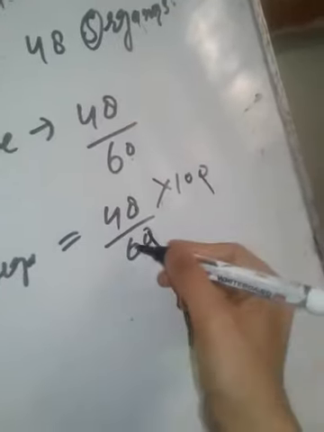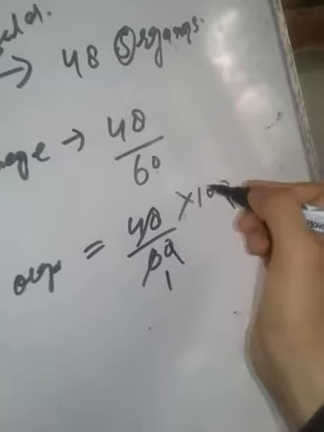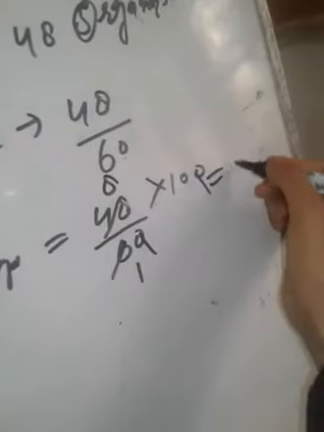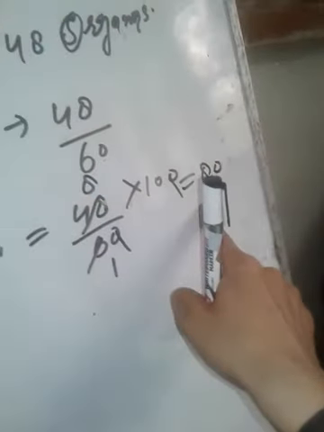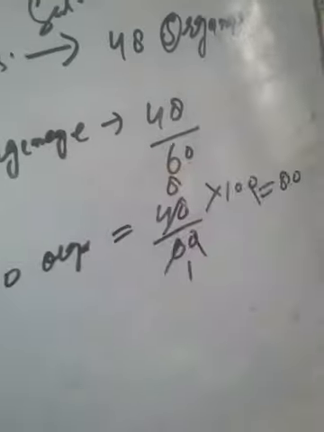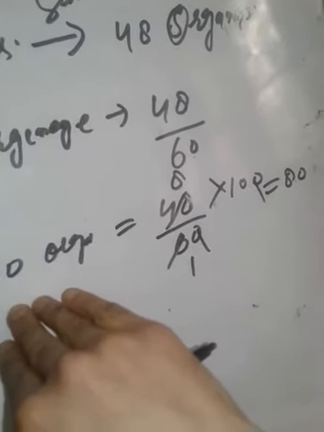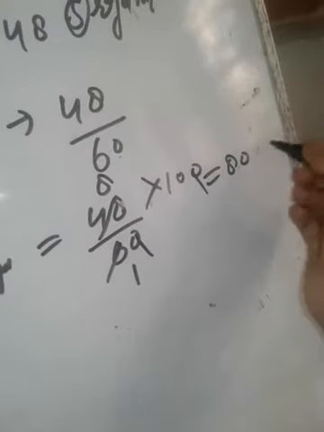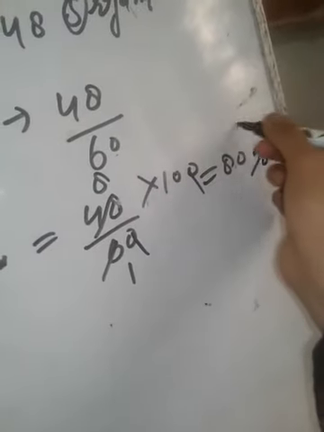This and this go. 6 ones are 6, and 6 eights are 48. That is 8, 10 eights are 80. That is 80. Means 80 per 100. Means if he had 100 oranges with him, he would have sold 80 oranges. That is 80% per 100.